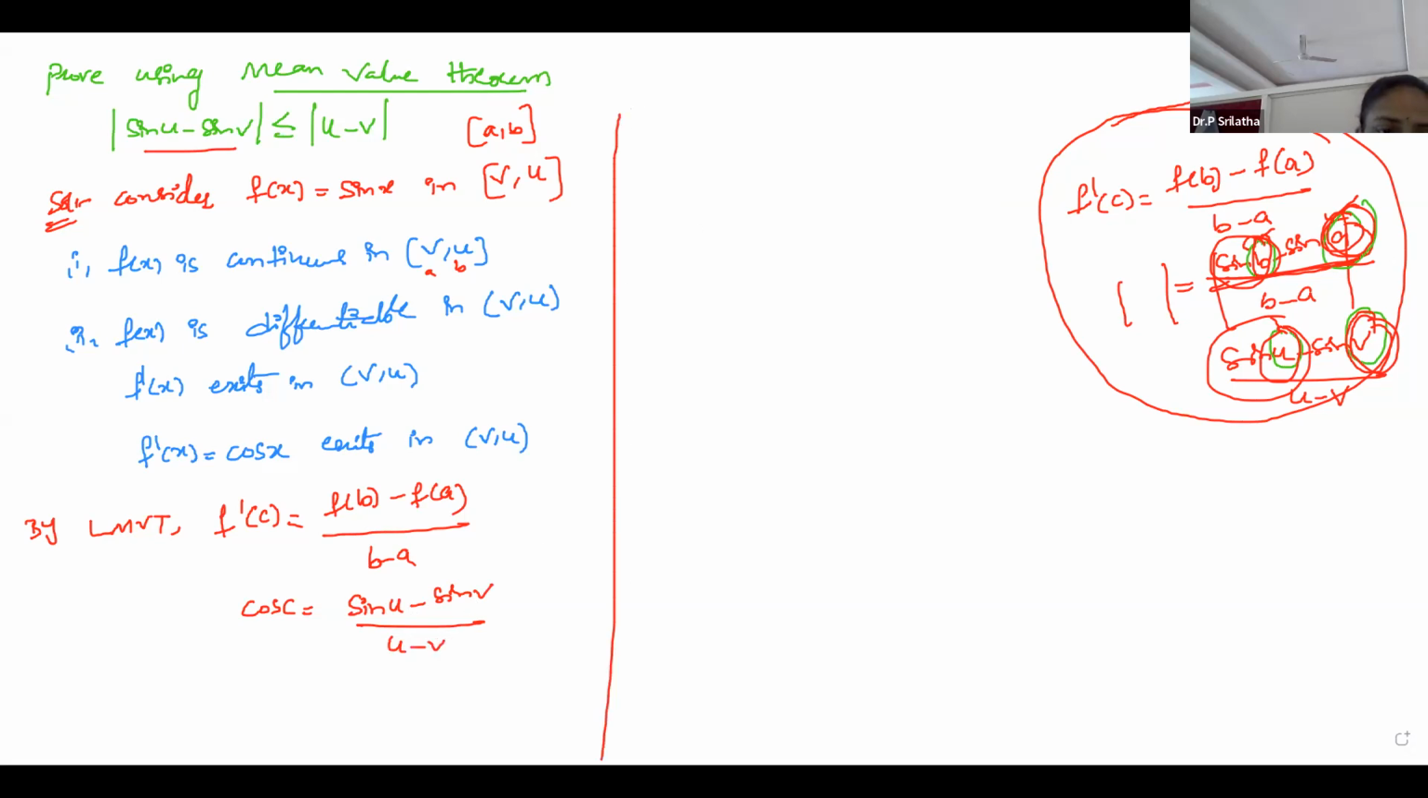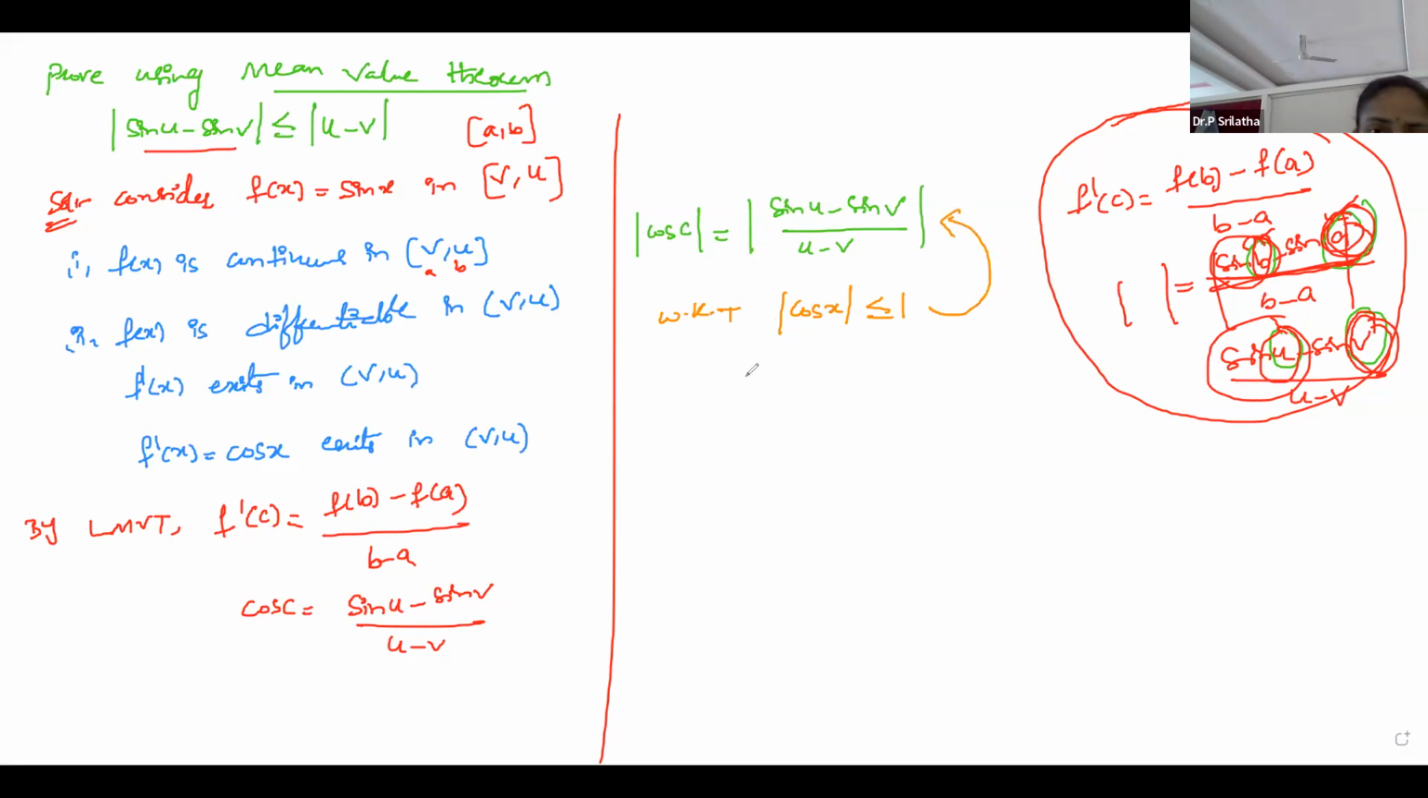Okay, now the modulus is there, so take the modulus on both sides. Then what happens? Modulus of cos c equal to modulus of sin u minus sin v divided by u minus v. Okay, so actually we know one condition that will be there in intermediate: modulus of cos x is always less than or equal to 1. Modulus of cos x is always less than or equal to 1. So substitute this value in the above equation.